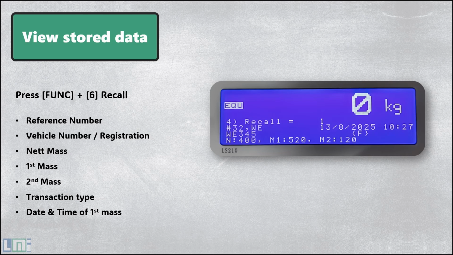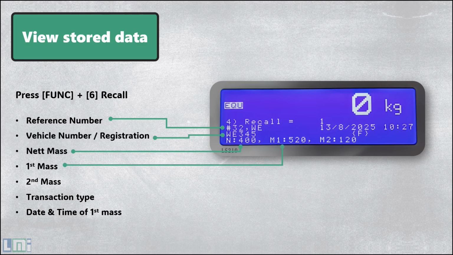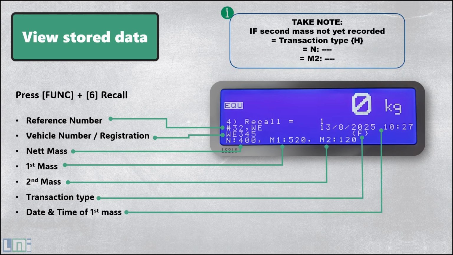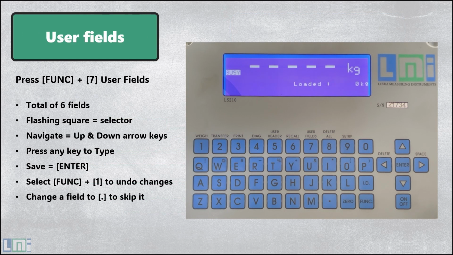To view previous session's data, select the function key then number 6. The following data will be shown: the reference number, vehicle number or registration, net mass, first mass and second mass, the transaction type, and lastly, the date and time of the first mass. Take note, if the second mass is not yet recorded, it will have no values given to net mass and second mass.